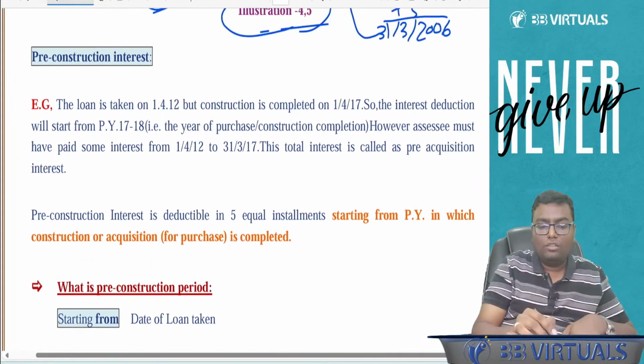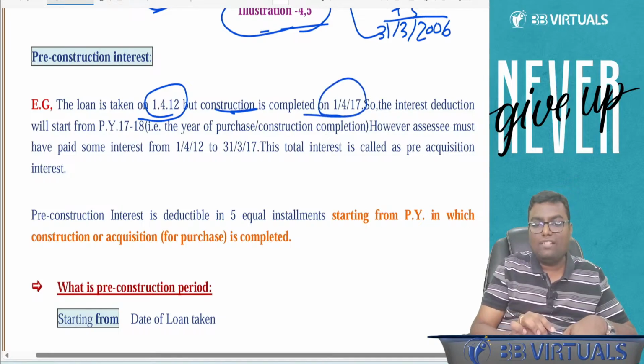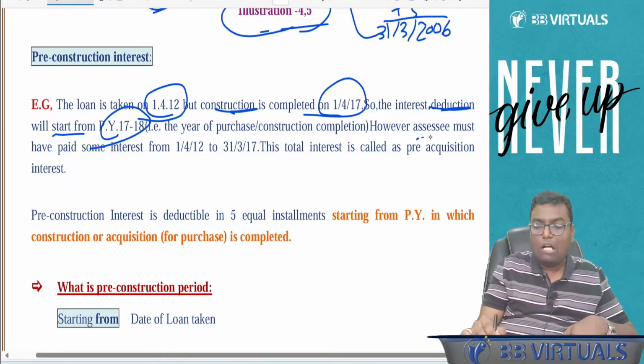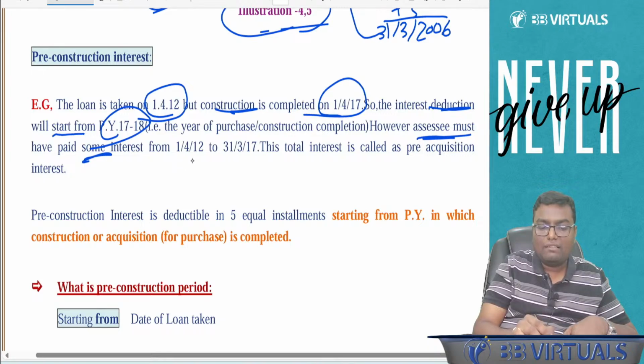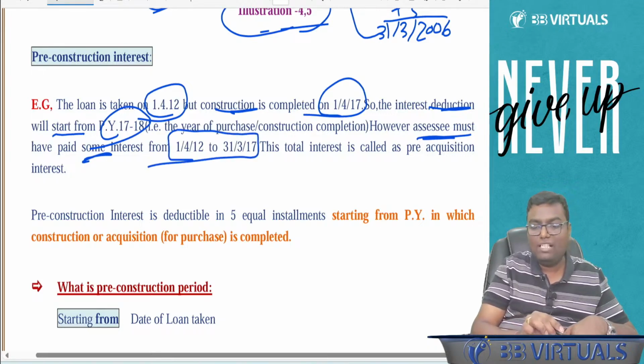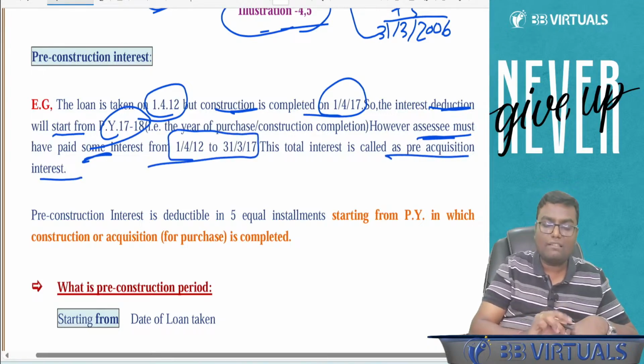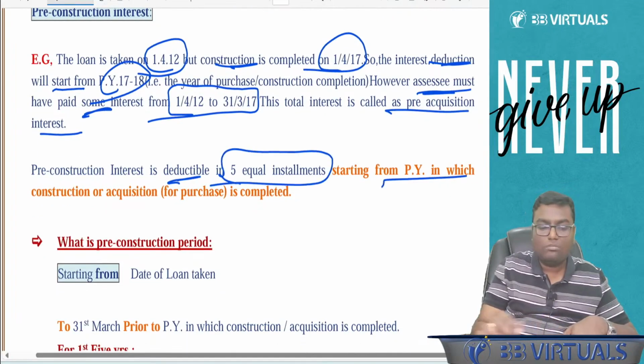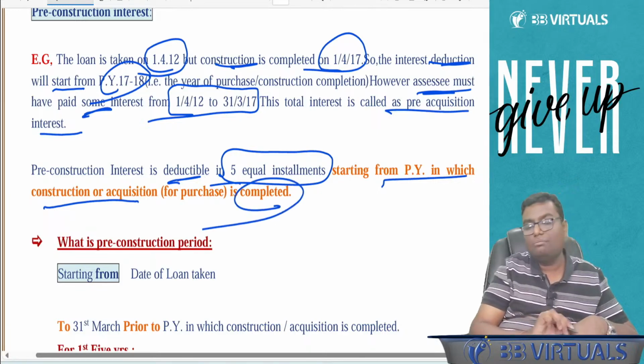See, if the loan is taken on 1st April 2012 and construction is completed on 1st April 2017, the interest deduction will start from 17-18. That is the year of construction completion. However, the assessee must have paid some interest from 1st April 2012 to 31st March 2017, that is called pre-acquisition interest. And that is deductible in 5 equal installments starting from the year in which construction and acquisition is completed.